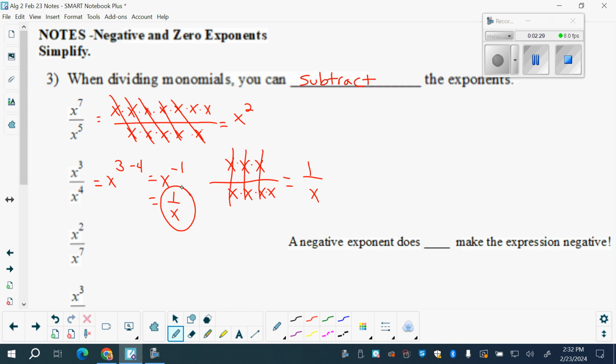So you did see that in Algebra 1. I knew it always happens. Students need a review of that, so that's why we're talking about it again today.